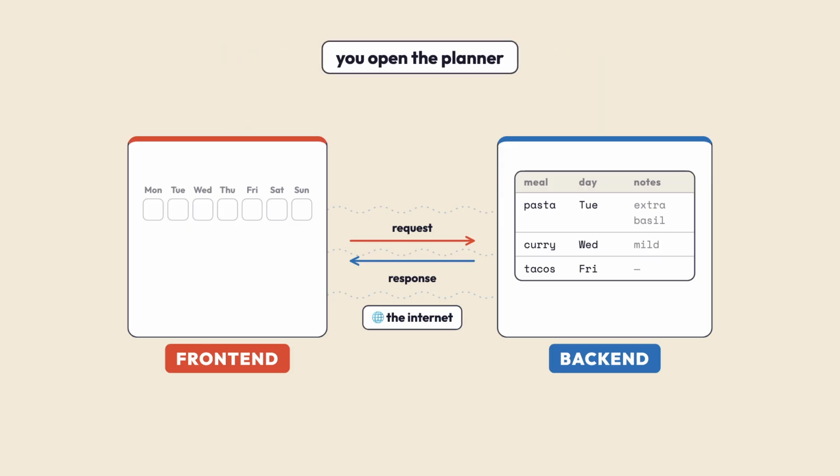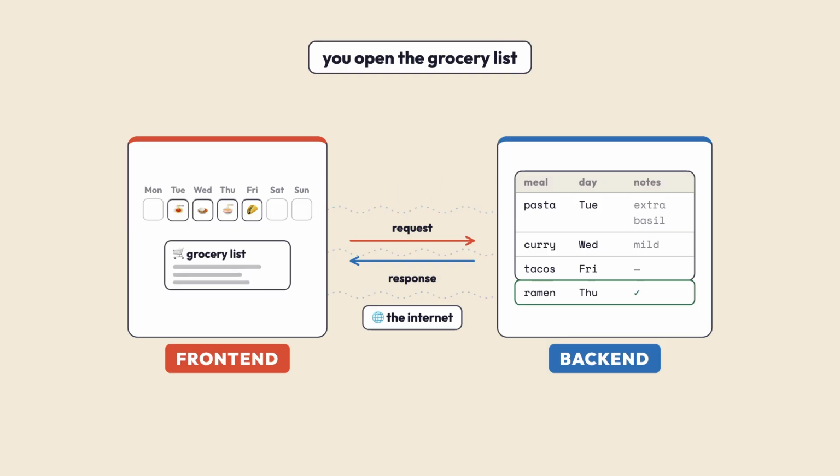When you open the planner, the front end requests your week. When you add a meal, it sends the new meal over so the back end can store it. When you open the grocery list, that's another request. Each exchange takes a fraction of a second, and all you ever see is the result on screen.